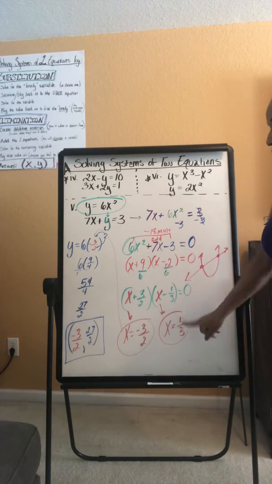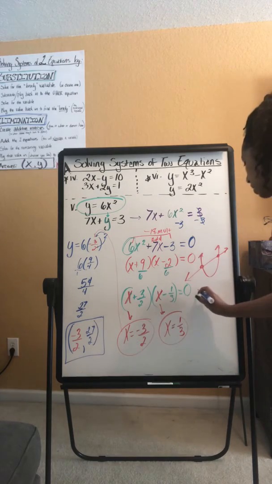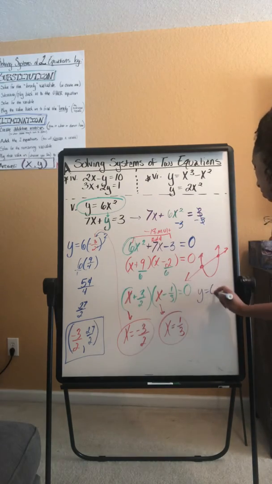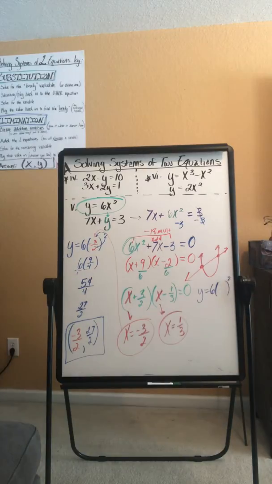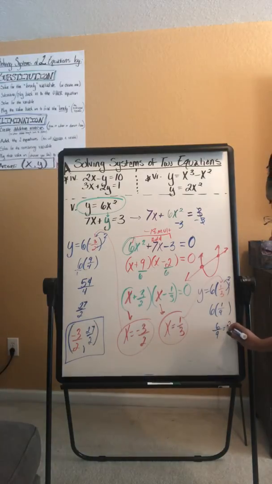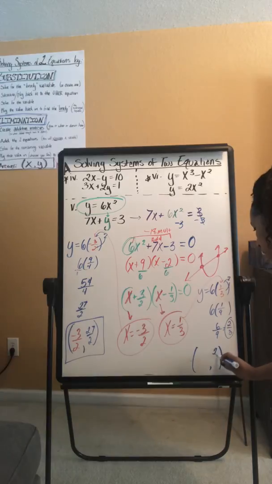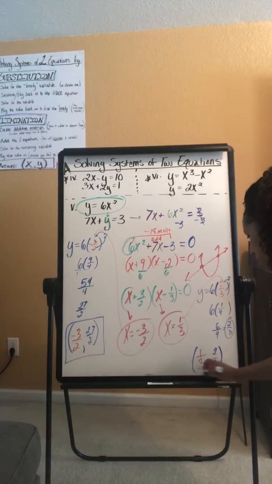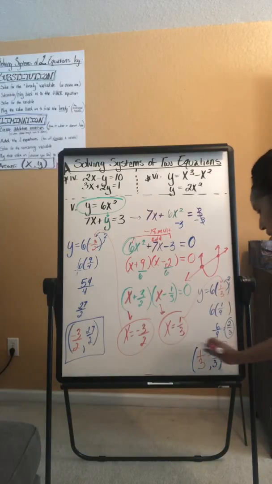And I have to do the same thing for 1/3. So back to y equals 6x squared, so y equals 6 times 1/3 squared. Put the 1/3 in there. And that would be 6 times 1 squared, which is 1, over 3 squared, which is 9. So that gives me 6 over 9, which reduces to 2 over 3. So when x was 1/3, the y was 2/3, and that is answer number 2.